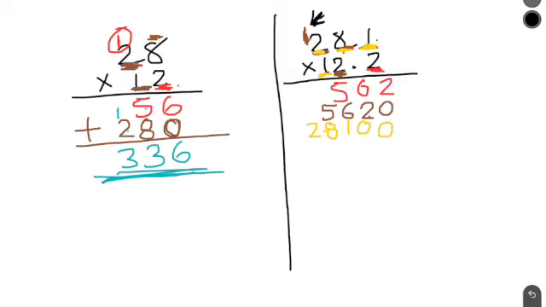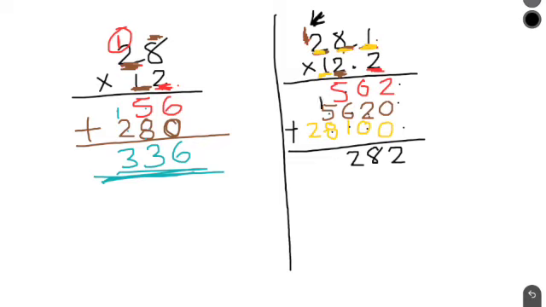So now what I do is I go and add all the 3 numbers. When I say 2 plus 0 is 2. 6 plus 2 plus 0 is 8. 5 plus 6 is 11, plus 1 is 12. Bring down the 2, carry the 1.